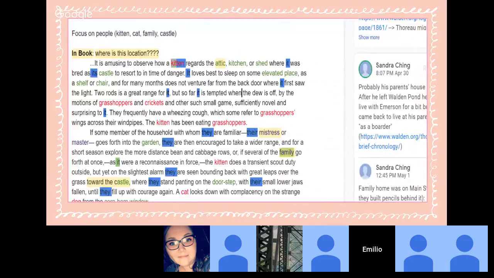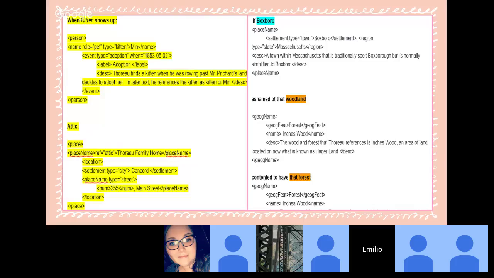What we did here was use text colors to indicate specific nouns, like red for animals and green for place nouns. We used highlights to relate pronouns back to proper nouns, such as it, she, they, back to kitten. We also used the Google Docs comments function to input our research notes on the side. So this is an example of what the labeling looks like.